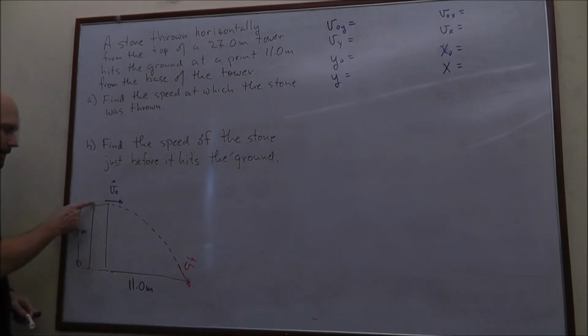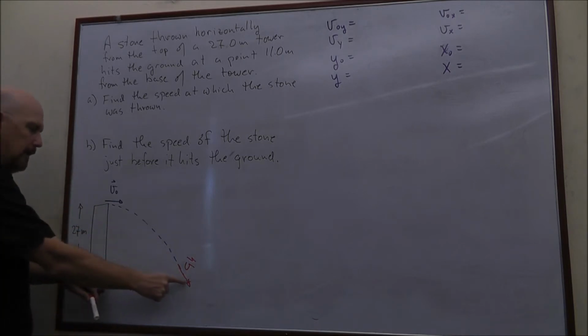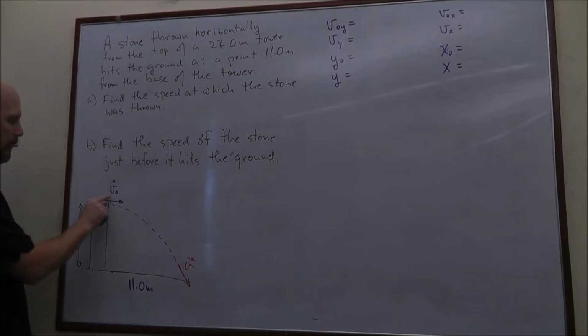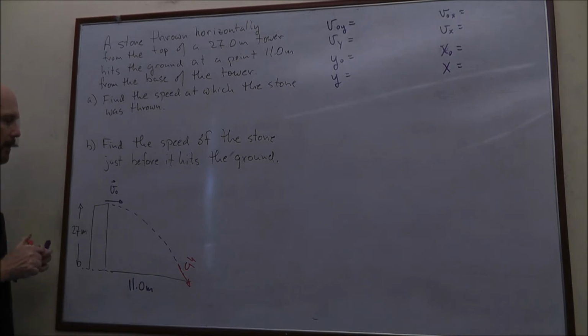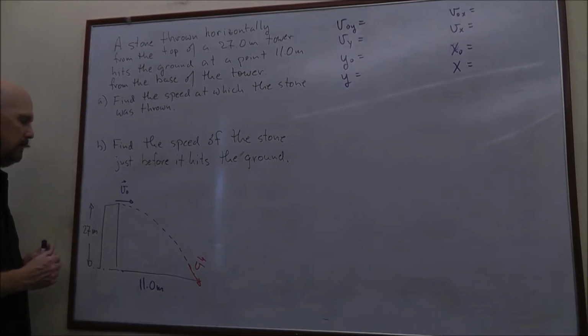I've got a tower, 27 meters tall. The stone is thrown horizontally, which means we throw it straight out, all right? And it follows some path, hits the ground over here, 11 meters from the tower. And we need to find what this initial speed is up here. Now, the way we're going to do this is we're going to break it up into two pieces: the part that's going up and down, and the part that's going in the x direction.